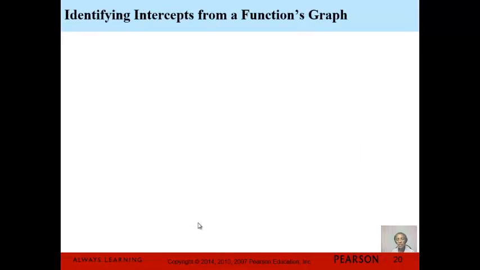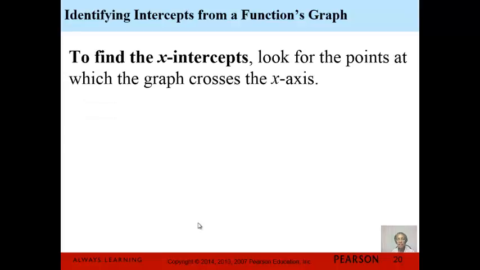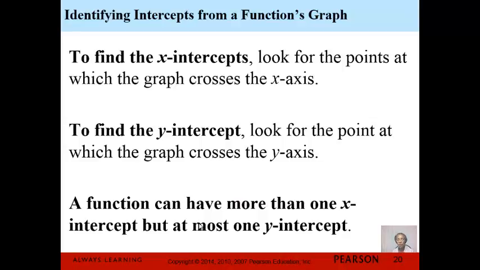The last thing we want to do is identify intercepts from a function's graph. So to find the x-intercepts, look for the points at which the graph crosses or touches the x-axis. To find the y-intercept, look for the point at which the graph crosses or touches the y-axis. A function can have more than one x-intercept, but a function will have at most one y-intercept. So that means it may have no y-intercepts or one. It can have either no or many x-intercepts.